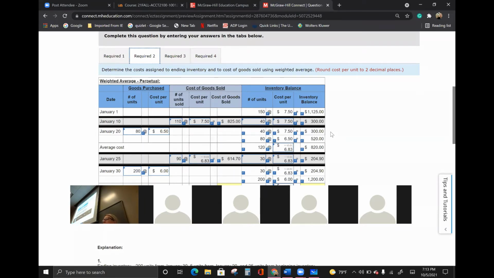So now I have to combine them and figure out what do I have available? What did I pay for those? And now I can calculate a new average. So I'm listing out my 40 units that I had left over from my beginning balance at 750. And then I'm listing what I purchased, 80 at 650. So I have a total of 120 units and I have a total of 820 in costs. What's my average? Just divide. So I have $6.83. So the next time I sell, if I haven't bought anything else, that's going to be my average that I use.